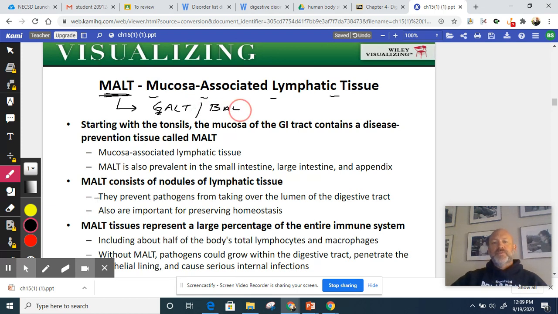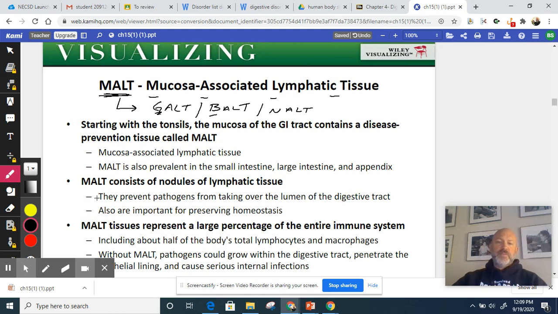There's also BALT, which is bronchus-associated lymphatic tissue. So that's more of a respiratory lymphatic tissue. If there's bacteria that were in the air that you breathe in that are trying to penetrate your lungs and invade your lungs, BALT would greet those. There's also NALT, which is nasopharynx-associated lymphatic tissue. So that's more of the upper respiratory tract.